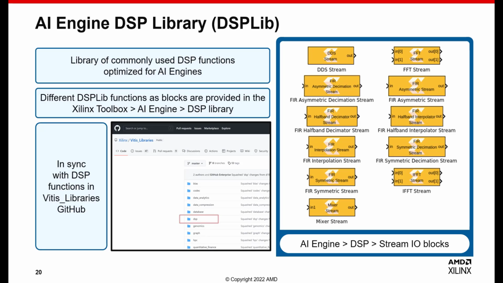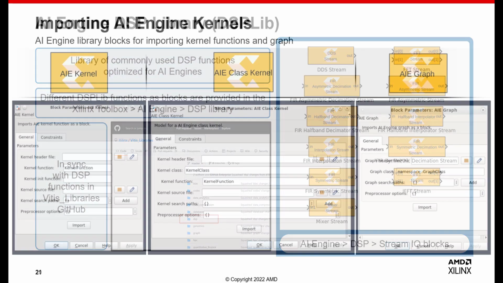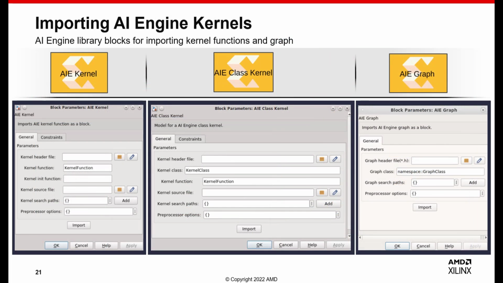Optionally, you can download DSP-lib functions from the online GitHub repository and use the MATLAB tool command xmc library path to set the path to the DSP-lib library. Vitis Model Composer supports importing C or C++ kernel functions, provided these functions have void as the return type. Importing class kernels as well as templatized kernels is also supported.